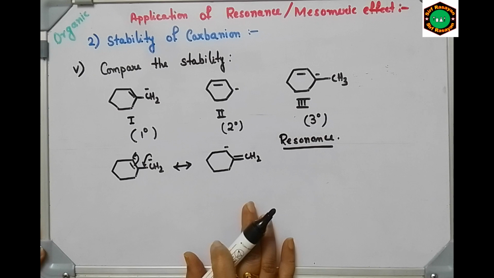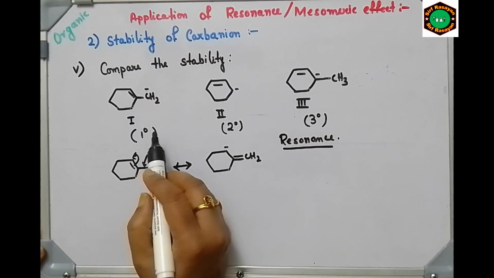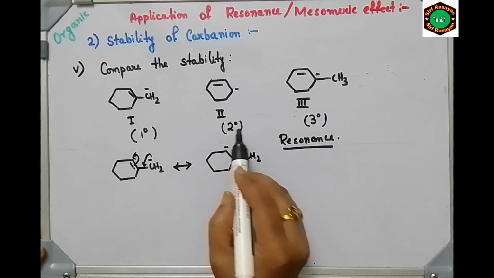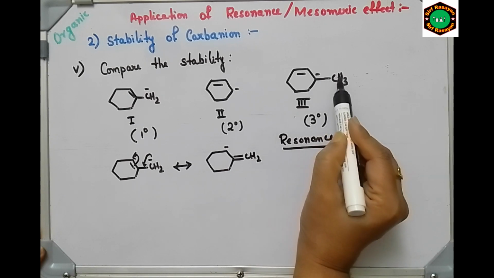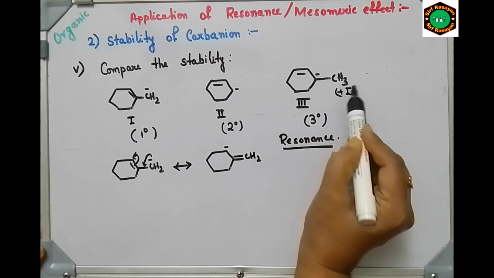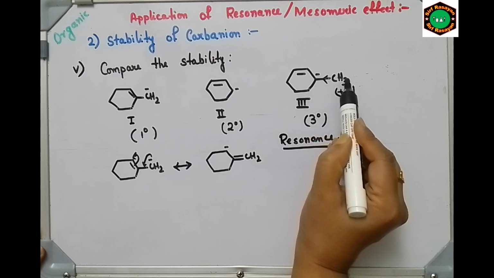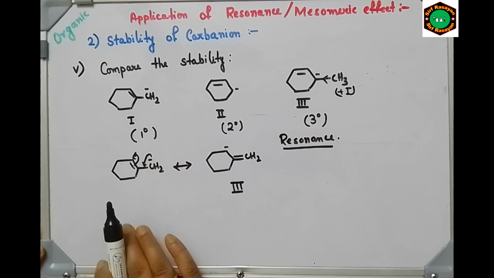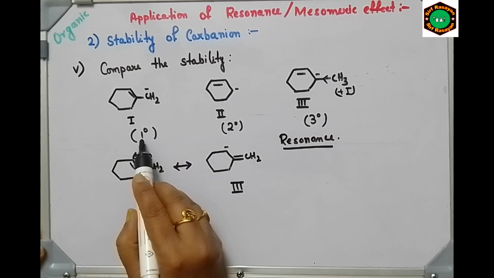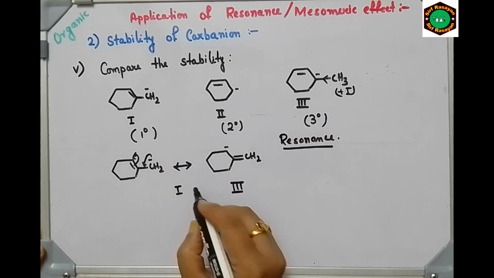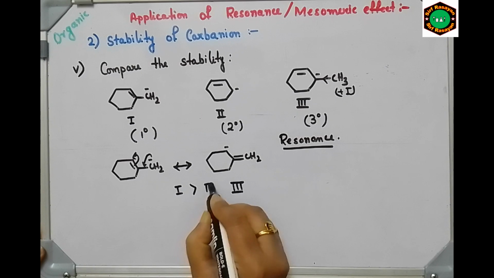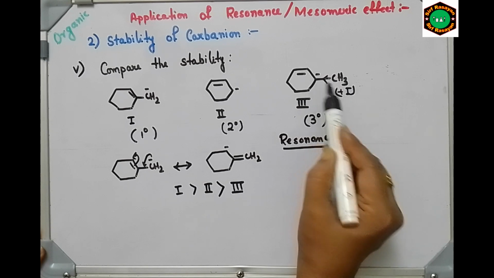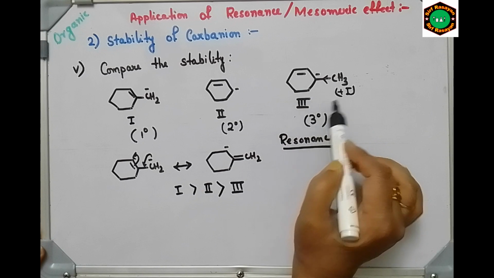So how will you compare the stability? We know primary carbanion is more stable than secondary, and secondary is more stable than tertiary. And here you can see this methyl group has a plus I effect. It will release electron density in this direction, so this species will become less stable. So this is least stable. Now between 1 and 2, which one is most stable? This is primary, so primary is more stable than secondary. So primary, then secondary, and this is tertiary, and here the methyl group will release electron density due to the plus I effect, so it is most unstable.